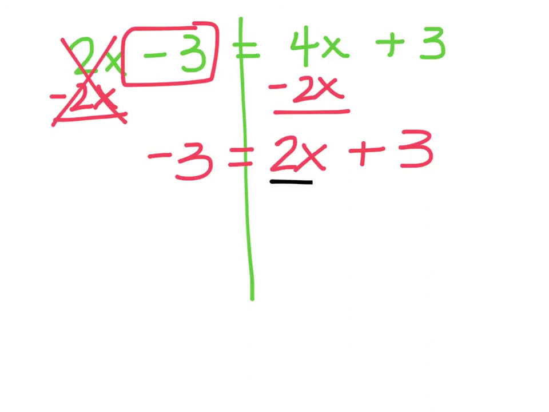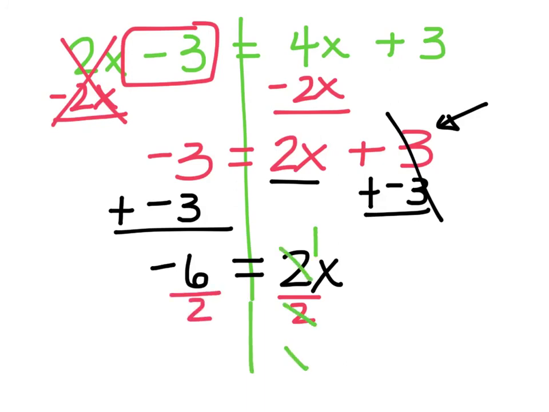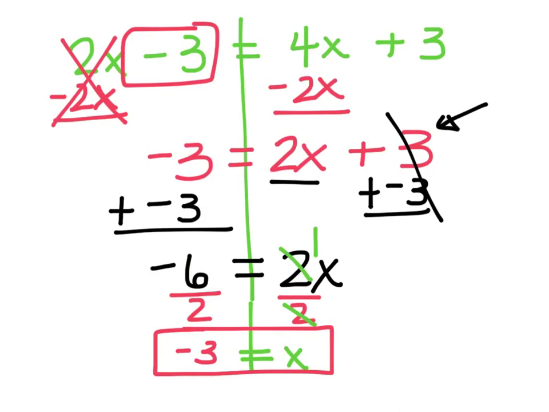Now I want to get the 2x by itself, so I have to get rid of this 3 over here. So I'm going to add a negative 3. Cancel it out. I'm going to add a negative 3, which gives me negative 6 equals 2x. All right, I only have one more step, and you guys know this one. Divide by 2. Just a reminder, 2 divided by 2 is 1. That's why it's just 1x equals, now I have to figure out negative 6 split in half. Negative 6 divided by 2 is negative 3. So x equals negative 3.